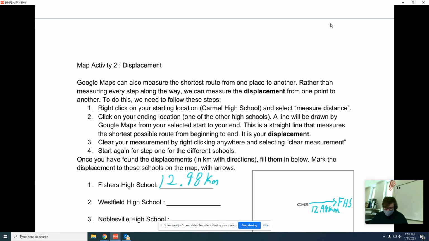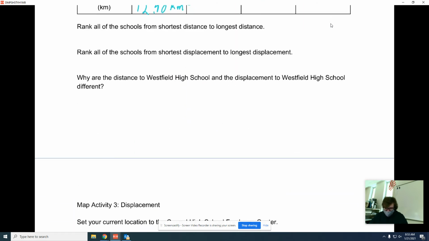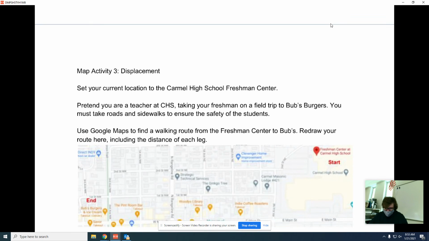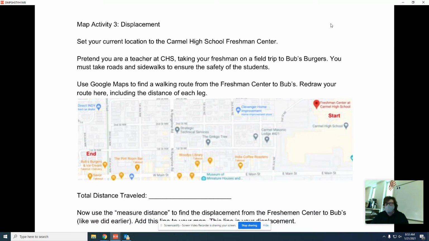So this section right here, this is all the Google Maps stuff that I'd like us to do. The last piece, we're going to use Google Maps for a little bit of help, but you're going to transfer everything back onto this map that is printed on your worksheet. If you follow these instructions, you guys should be able to fill out the rest of Activity 3.